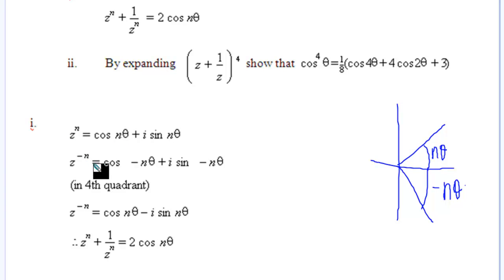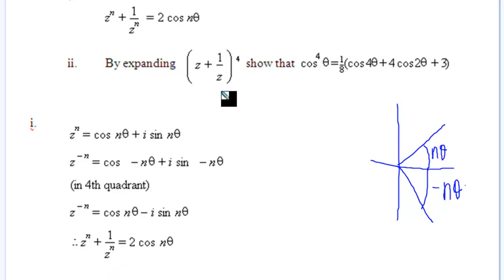So z to the power of minus n gives us that situation. So we know it's going to be in the fourth quadrant because it's minus n theta. So we've got n theta in the first quadrant, minus n theta in the fourth quadrant. So we can write it as cos n theta minus i sine n theta, which means that we're going to change it from a positive because it's in the fourth quadrant, so it becomes minus sine of n theta, which is going to give us the same value except it's going to be negative. Add the two and we'll just get 2 lots of cos n theta.